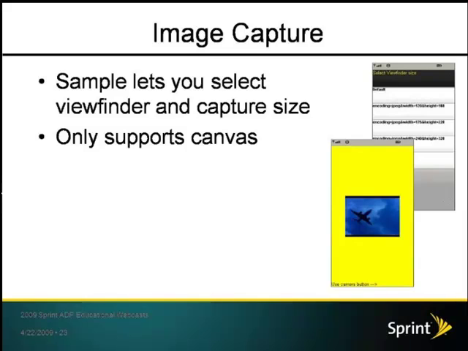It's important to note that this is only supported on Canvas. You cannot actually add a viewfinder on top of the Sprint Instinct widget library. The basic frame, it will only work on top of Canvas. So if you're using the Sprint Instinct widget library and you want to integrate camera, you will need to have at least one screen that is a standard canvas in order to show a viewfinder.